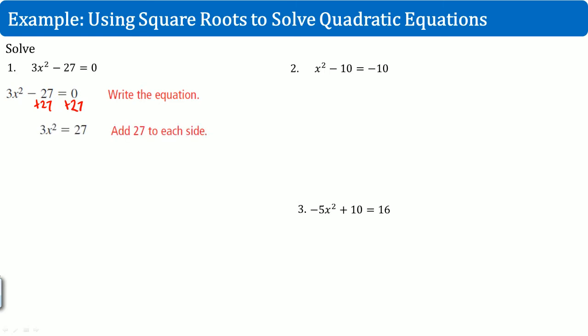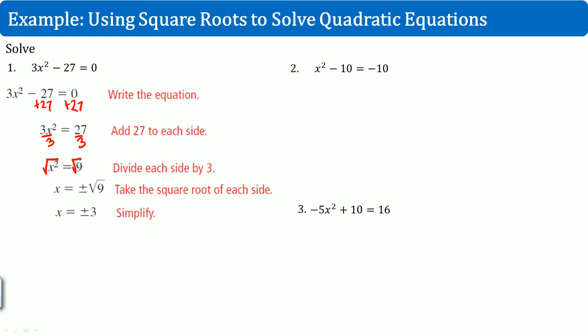As a result, you get 3x squared equals 27. Then you divide both sides by 3, and you get x squared equals 9. Afterwards, you take the square root of both sides, leaving you with x equals plus and minus the square root of 9. The square root of 9 is just 3. So the solutions here are x equals 3 and x equals negative 3.